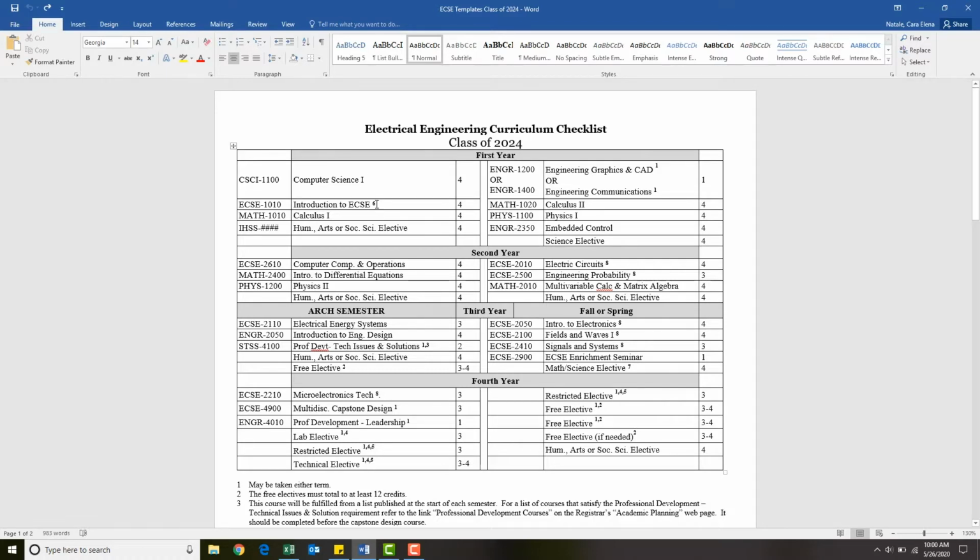Then moving on to Introduction to ECSE, this is a course that I want you to take some time to think about. It's offered by the department and is a really wonderful way to be introduced to the major. However, all engineering majors require some sort of introductory class. For every single engineering major except for electrical engineering and computer systems engineering, students take ENGR 1100, which is Intro to Engineering Analysis.